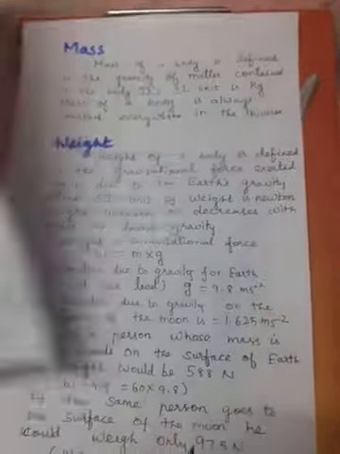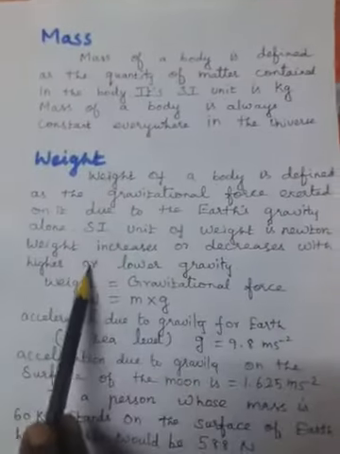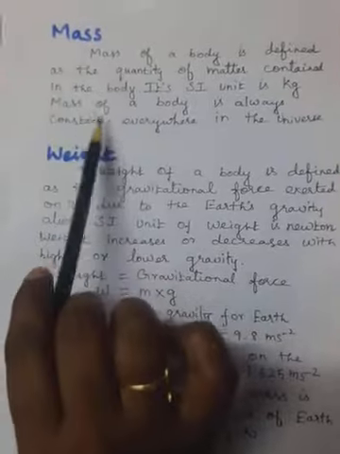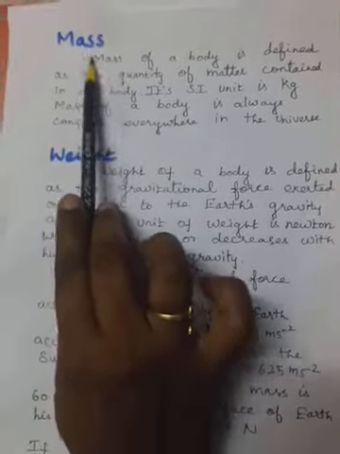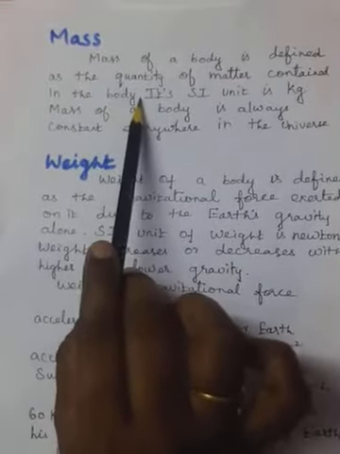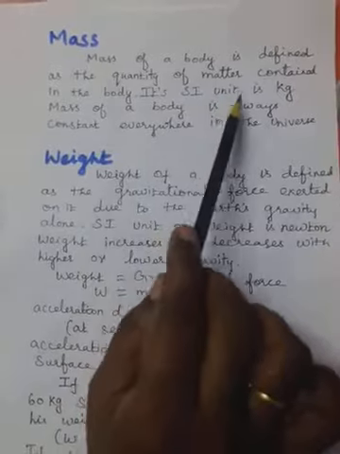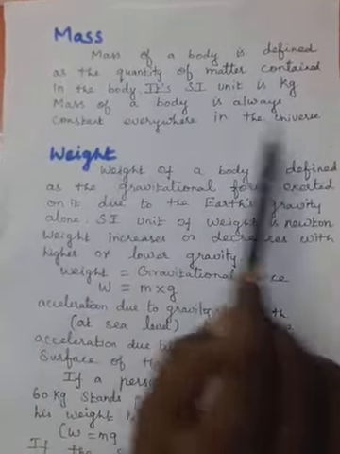Okay student, next one. You already know this chapter, mass and weight, isn't it? In the previous class itself you learned the terms. Once again, recall the chapter. Mass of your body is defined as the quantity of matter contained in the body. Its SI unit is kilogram. Mass of your body is always constant everywhere in the universe.